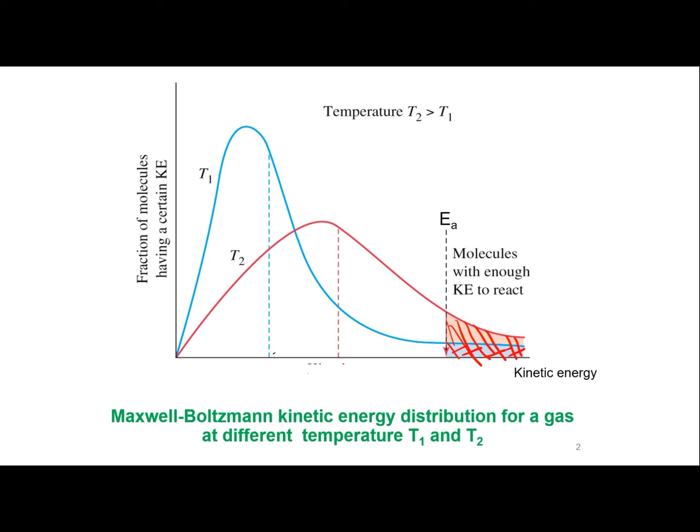So, from the graph, we can see very clearly that when temperature is increased, more molecules will have kinetic energy the same as or greater than the activation energy. When the number of molecules with kinetic energy greater than or the same as the activation energy increases, the frequency of effective collisions increases and the reaction rate is increased.